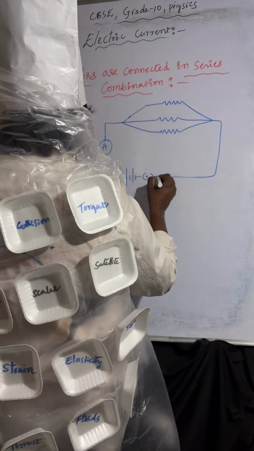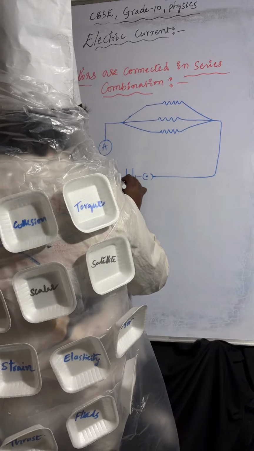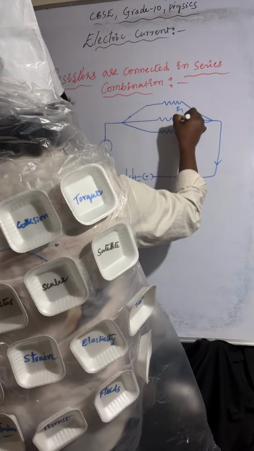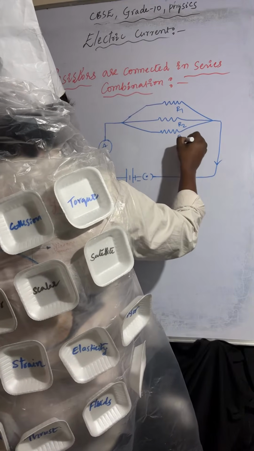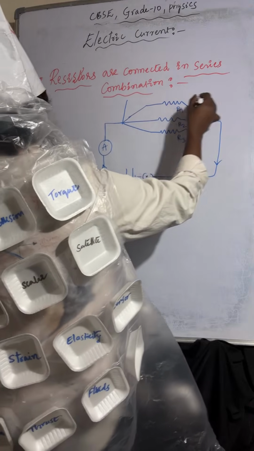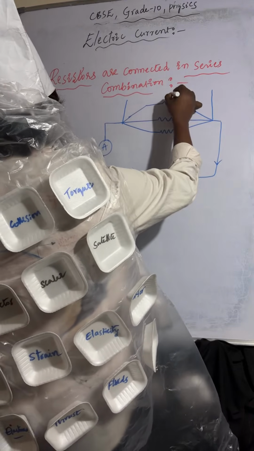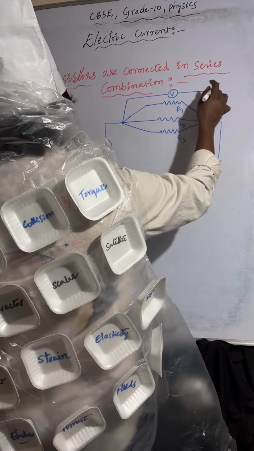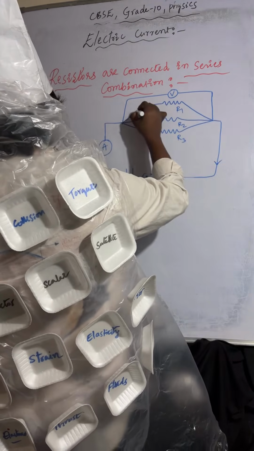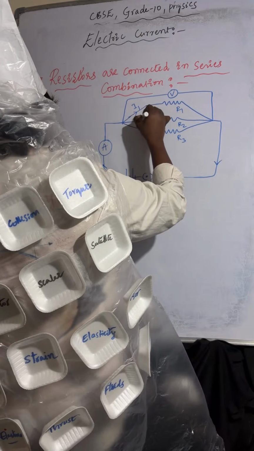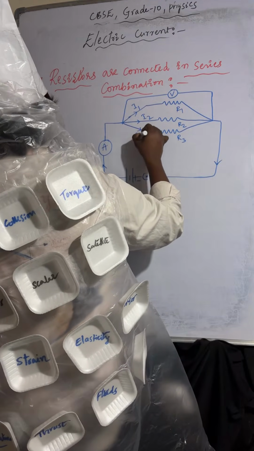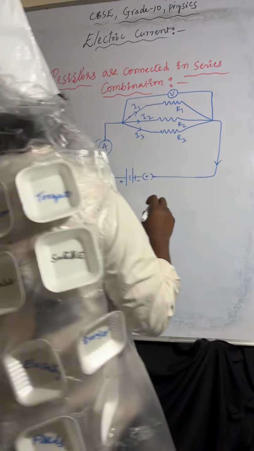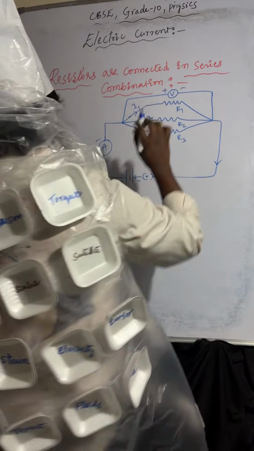So current is passing, from the positive terminal to the negative terminal. Here we have R1, R2 and R3, and across R1, R2, R3 I'm connecting V. This is V. So the current is dividing into I1, I2, I3. From the positive terminal to the negative terminal, current is flowing. So here also current is flowing.